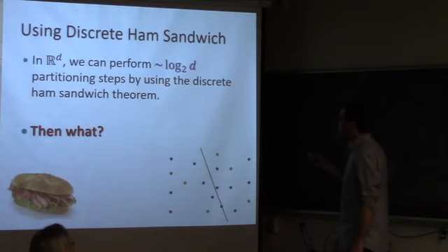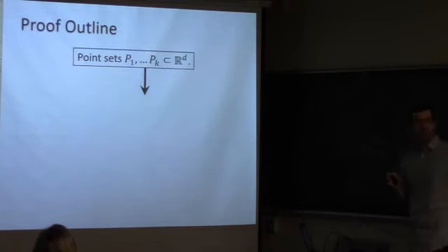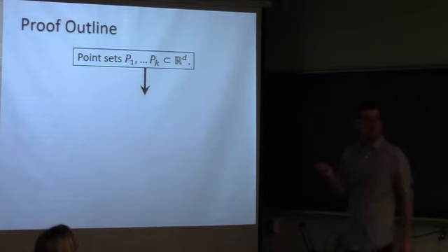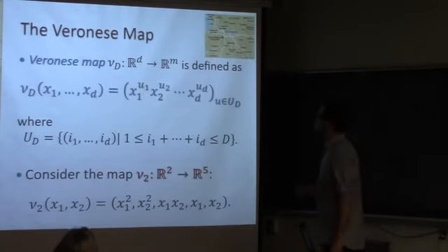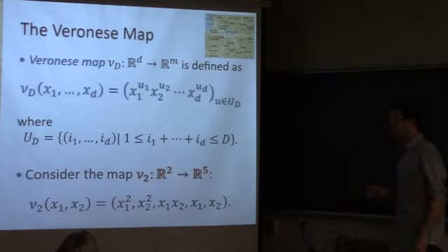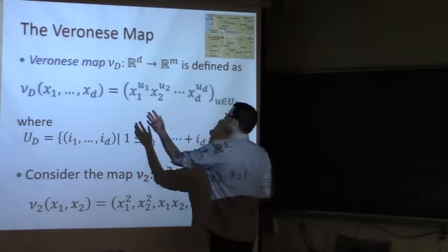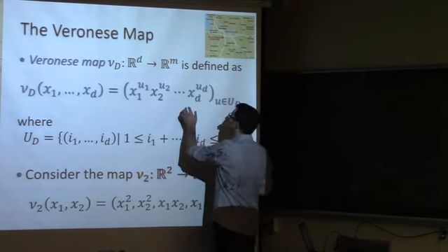So here's one way of doing this. We have k sets of points in a d-dimensional space. We want to simultaneously bisect all k somehow. If k is small, at most d, we can use the ham sandwich theorem, no problem. What if k is larger? Then we're going to use the Veronese Map. What's the Veronese Map? It basically takes coordinates of a point from some space to all of the monomials in these coordinates up to at most some degree.